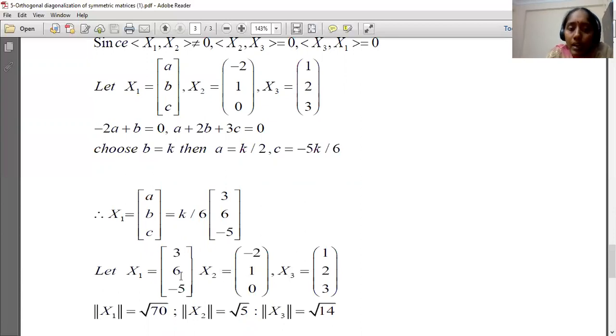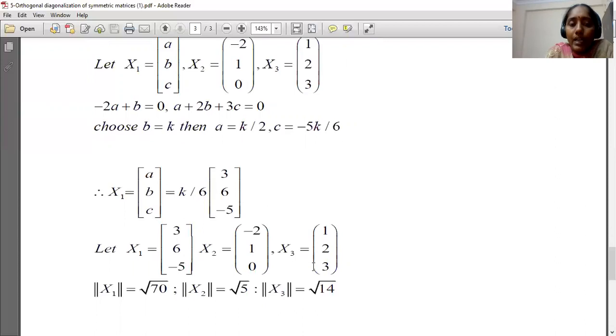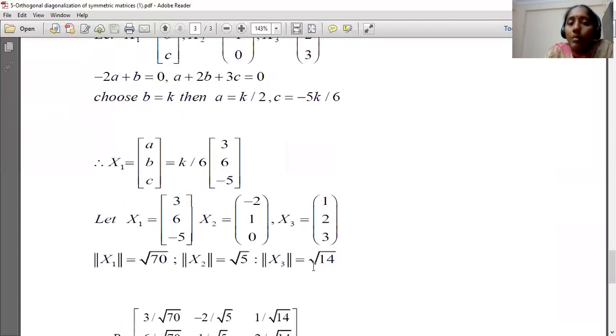So that means x1, x2 and x2, x3 and x3, x1 are orthogonal. Each pair is orthogonal, so all these vectors are orthogonal. After verifying, you can find the orthonormalized vectors. For finding an orthonormalized vector, divide the vector by its length. What is the length of x1? That is the square root of 3 square plus 6 square plus minus 5 whole square.